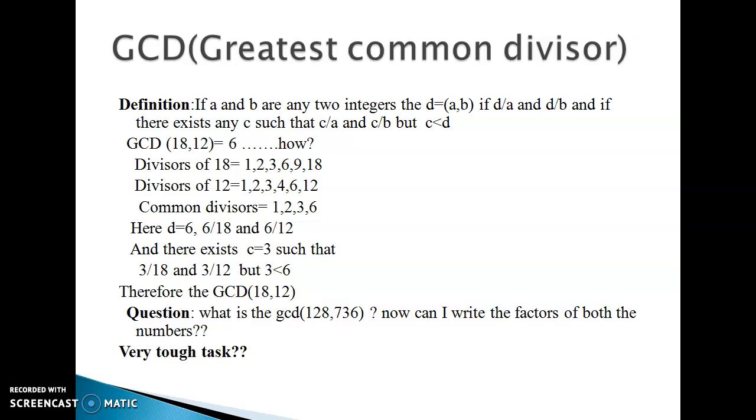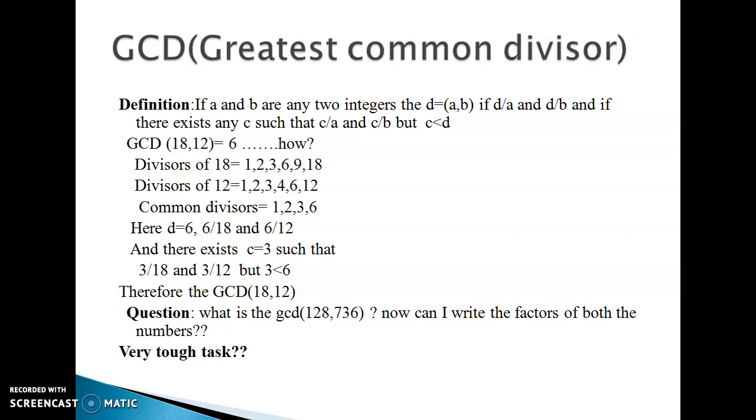Now we'll switch to an example of this, that is to find the GCD of two smaller numbers, 18 and 12. The divisors of 18 and 12 can be written because these are very simple numbers. What are the divisors of 18? It is nothing but 1, 2, 3, 6, 9 and 18. And what are the divisors of 12? It is 1, 2, 3, 4, 6 and 12. Among these two sets of divisors, what are the common ones? Those are 1, 2, 3 and 6.